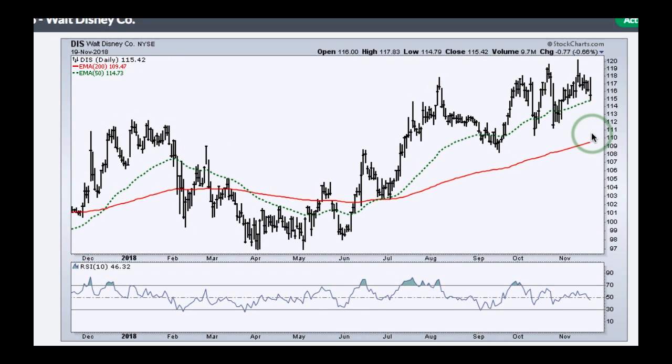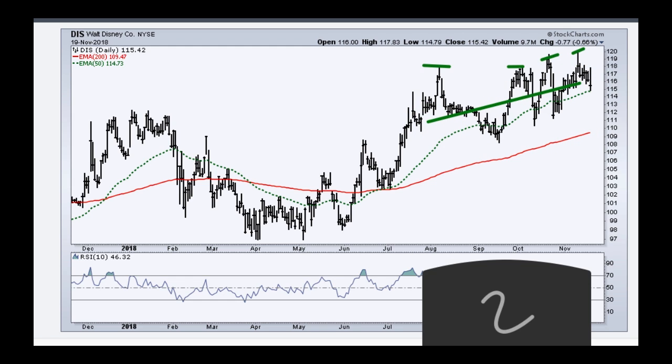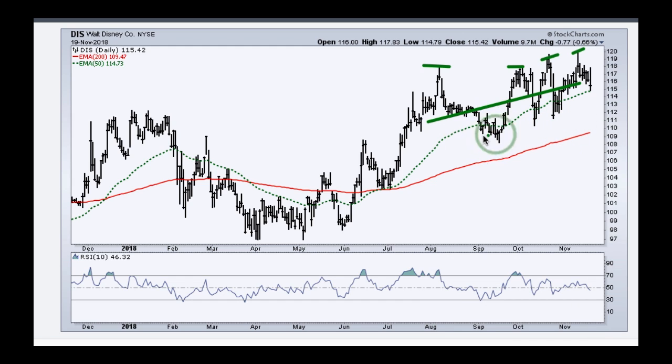We look at Disney. Now, Disney got hit yesterday, but it's holding up better than the broader market. There you can see the August high and the September high. And then we got a higher high in October, an intraday higher high in November here. So it is working its way higher. It's not going to be immune, I don't think, to broader market weakness.